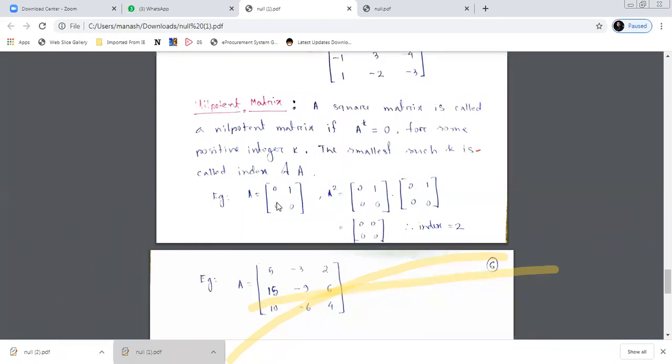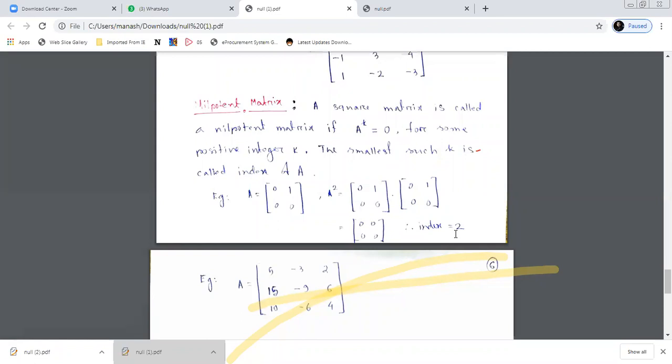Now listen, you have to remember. Here 2 is the least positive integer for which you got A square equal to 0. Therefore, its index is equal to 2. That means suppose you got a matrix A where A to the power 4 is also equal to 0 and A to the power, suppose, 7 is also equal to 0. But which is the smaller one? 4 or 7? 4 is smaller than 7.